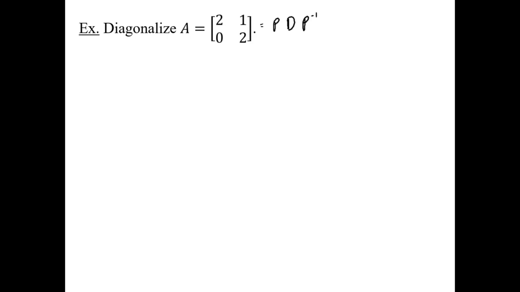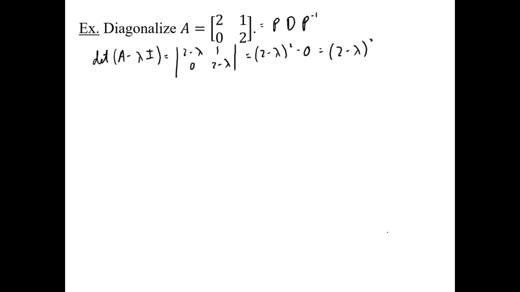So to find the eigenvalues, we're going to find the determinant of A minus lambda I. So the determinant of 2 minus lambda, 1, 0, and 2 minus lambda. When I multiply those, I get (2 minus lambda) squared minus 0. So (2 minus lambda) squared equals 0, and so lambda is equal to just 2.